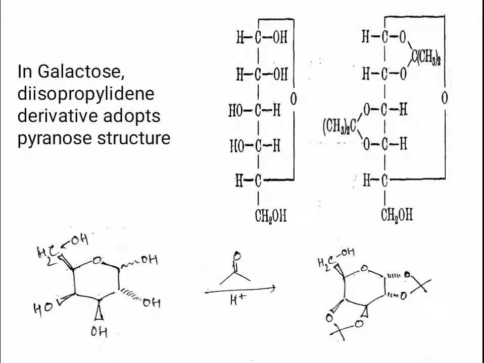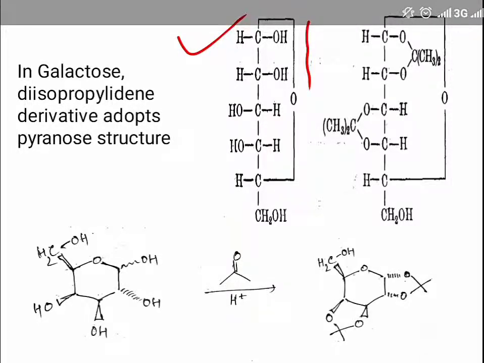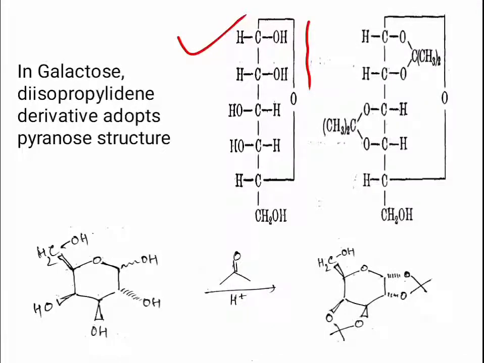In galactose, the diisopropyl derivative adopts pyranose structure. In case of galactose, there is no change in the ring size. This is the Fischer projection, that this 2 OH and this 2 OH will form the derivative.